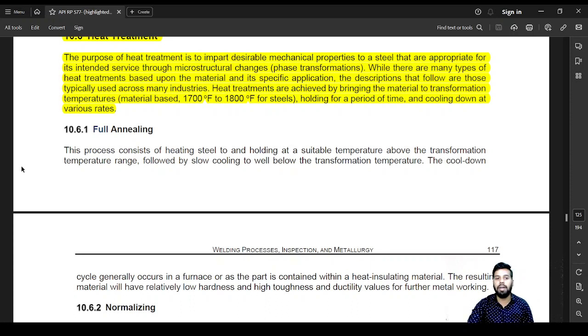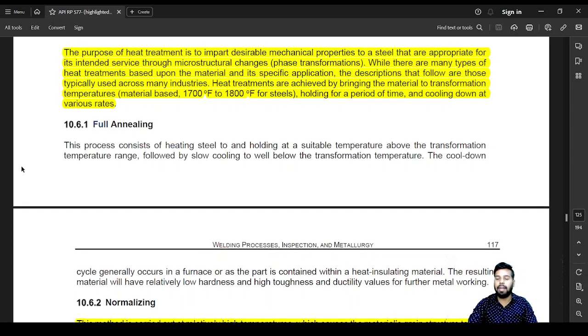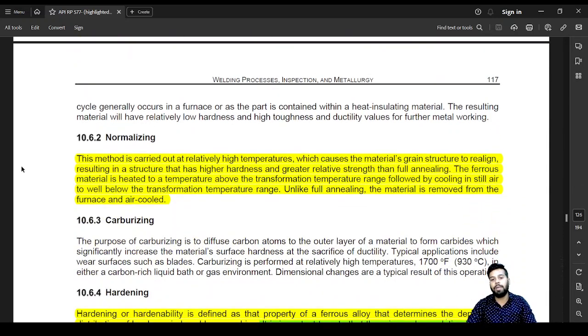There are various types of heat treatment. Annealing: material becomes more ductile in annealing. Normalizing: again, material becomes more ductile in normalizing also. This method is carried out at relatively high temperatures. So basically you'll heat the metal up to a higher temperature and cool down slowly. You'll either cool down in a furnace or in hot sand, so that you can control the cooling rate, which will give you enough time to readjust to ductile conditions or smaller grain sizes.